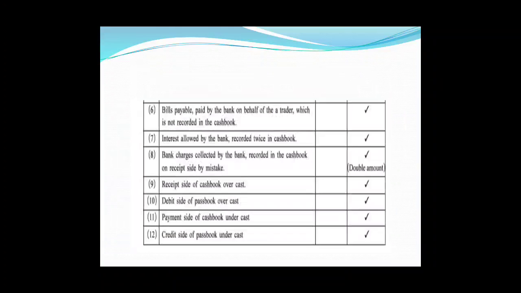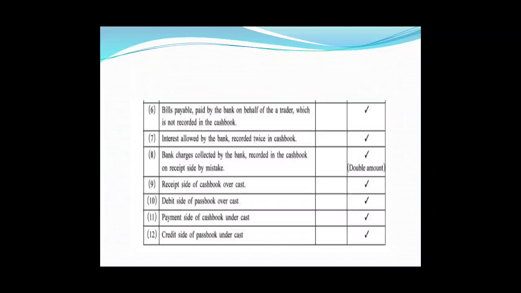Bills payable paid by bank on behalf of trader, which is not recorded in cash book. Bank has paid some bill payable on our behalf, so bank must have debited that amount in our account. Now this is not done in our cash book, so in our statement we will be doing that. Next, interest allowed by bank recorded twice in cash book.